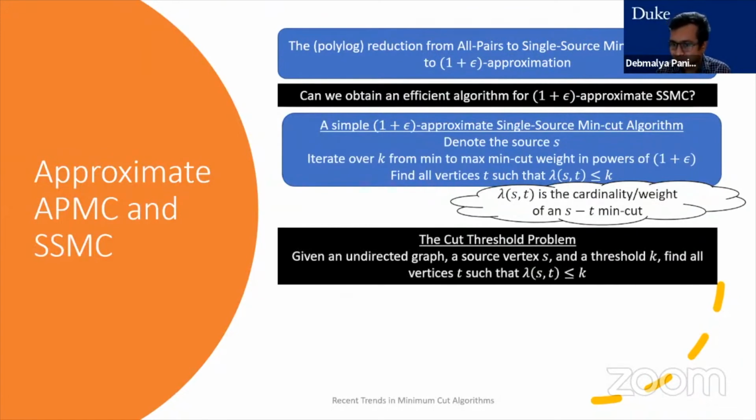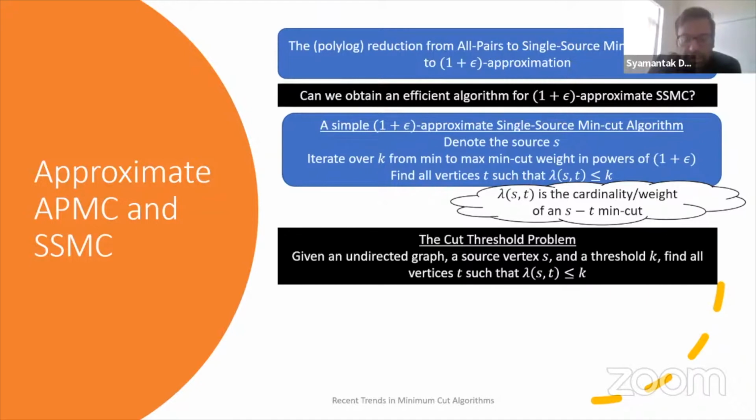How do I find all the vertices such that lambda st is at most k? That's what we call the cut threshold problem. What's the cut threshold problem again? I'm given some undirected graph, a source vertex S, and a value of the threshold k. And I ask you to find all vertices t such that the connectivity between S and t, the minimum cut between S and t, is of weight at most k. If I can solve this problem, I'm done with 1 plus epsilon approximate single source min cut.